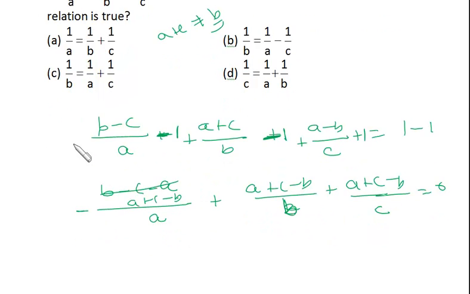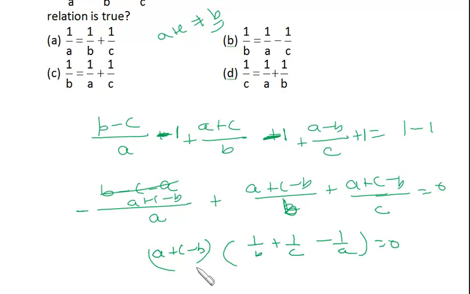Okay, now from the 3, a plus c minus b can be taken as common, right? So you are left with a plus c minus b, then you are left with 1 upon b plus 1 upon c minus 1 upon a is equal to 0.